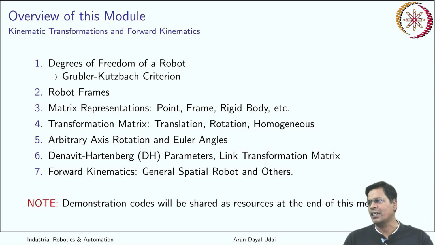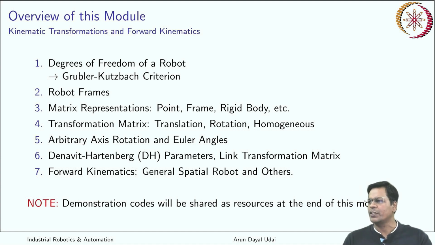Transformation matrix, that is a special kind of transformation mostly used in robots to do translation, rotation, homogeneous transformation. We'll understand it better when we actually do it. Then arbitrary axis rotation and Euler angles we'll talk about. Denavit-Hartenberg parameters, that is to do forward kinematics of industrial robots.